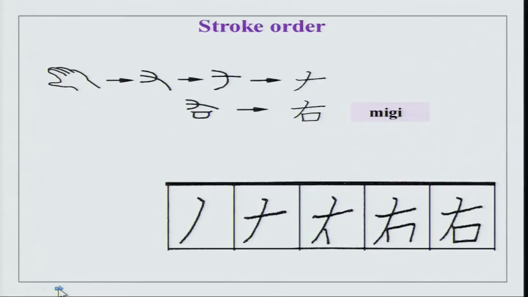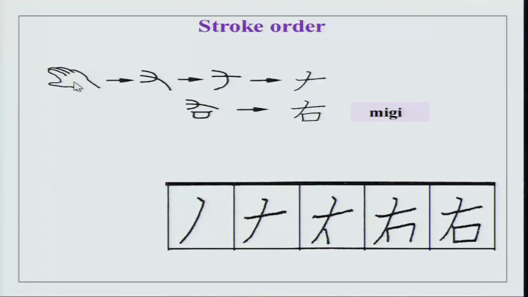Then we have migi, and you can see the right hand over here. Well, it is very simple. All of us eat with our right hands. So, this is the hand, and you eat your rice or whatever it is with your right hand, put it in your mouth, and that is how migi has come into being. This is also a 5-stroke character. 1, 2, 3, and then this is the 4th one, and then this is the 5th one. So, we have these two characters, hidari and migi.